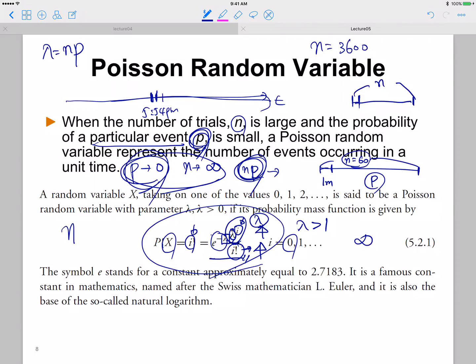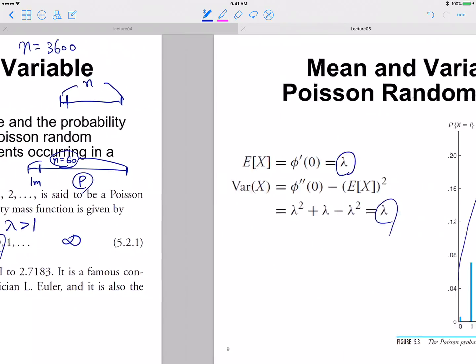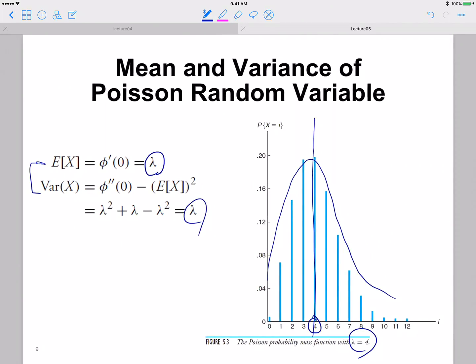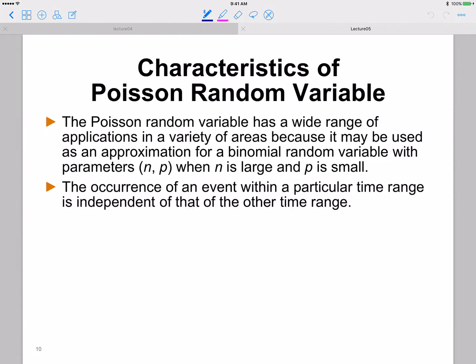There is no proof for this. Someone just found that particular expression, and in that case the expectation, or the mean value, and the variance will all be lambda. That means if lambda gets larger, and lambda is the average number of customers, then at the same time, if it follows the Poisson distribution, the variance will also get larger and larger. Any questions?